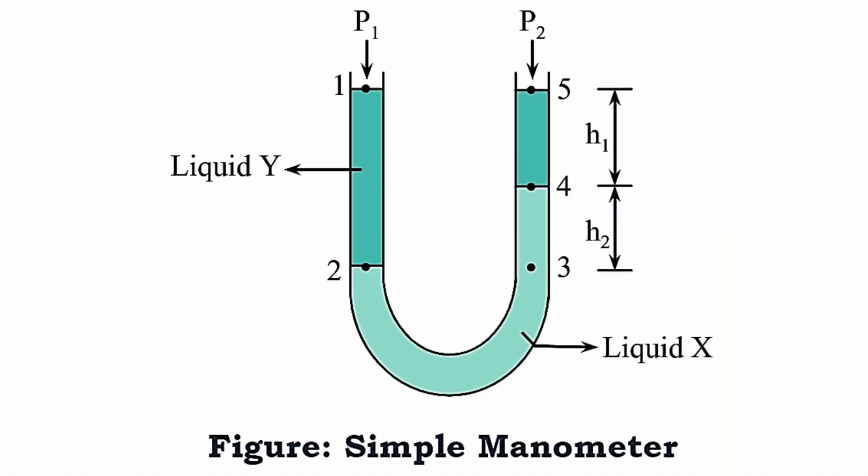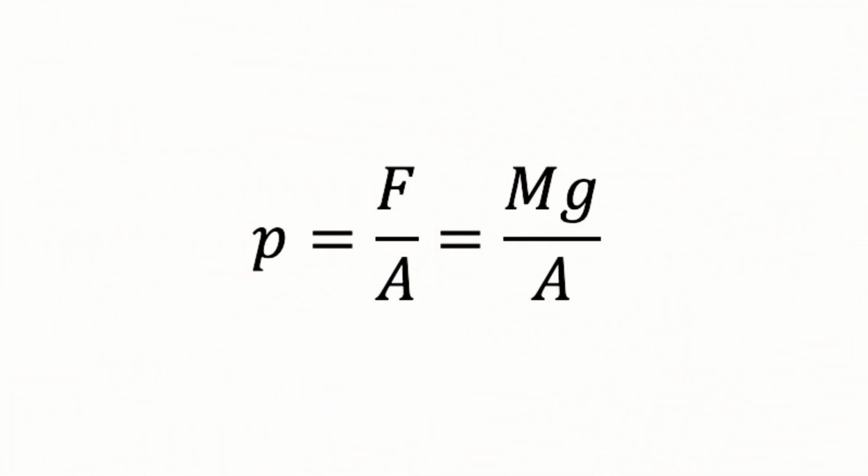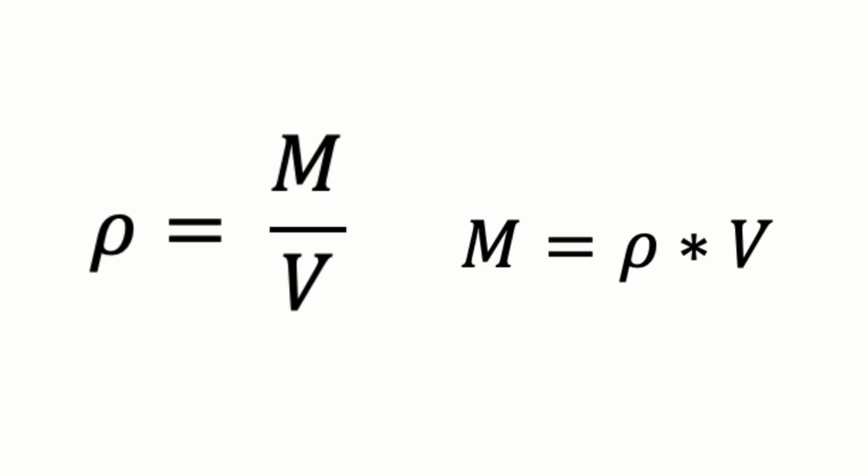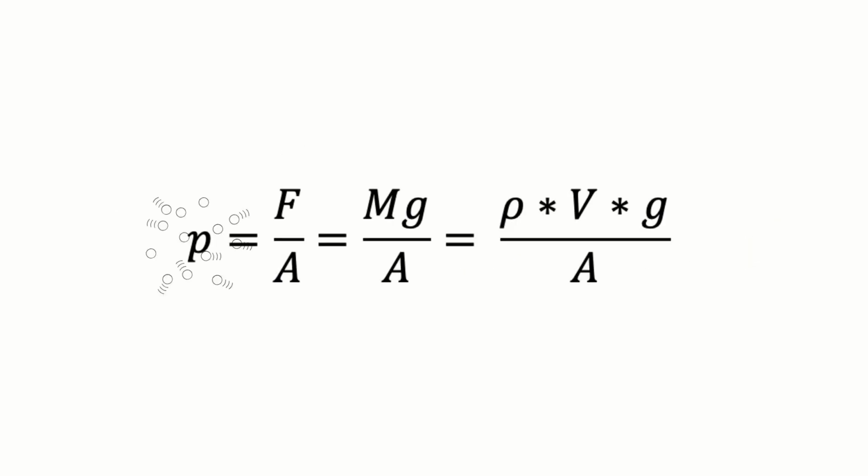Now, let me show you how you can be a genius by deriving your own formula. Since pressure equals force divided by area, and force equals mass times gravitational acceleration, and density equals mass divided by volume, which also turns to mass equals density times volume. Now you can achieve this equation.